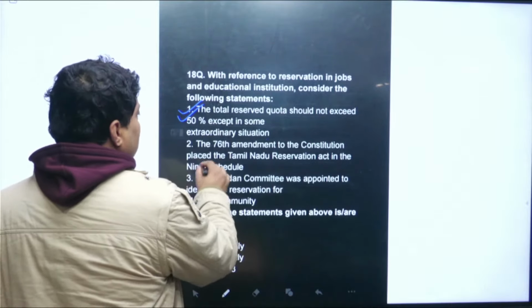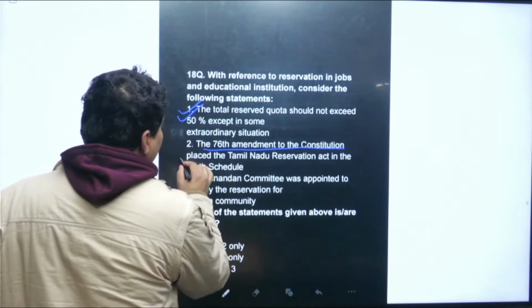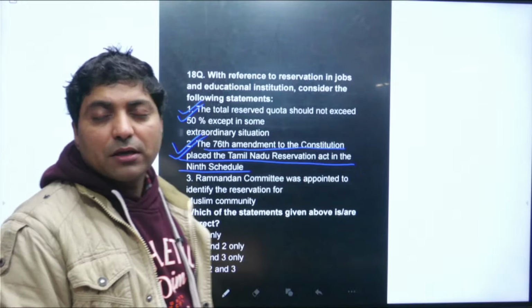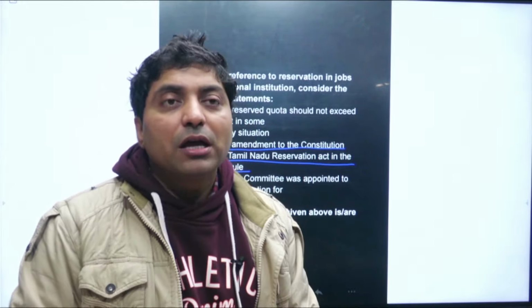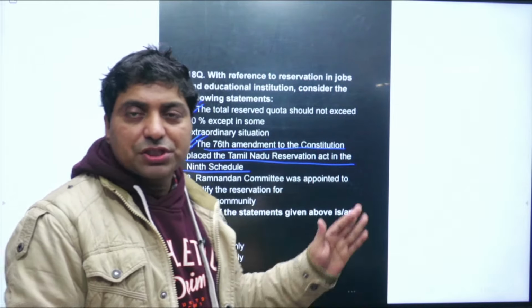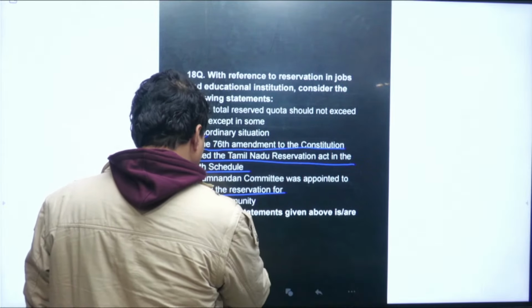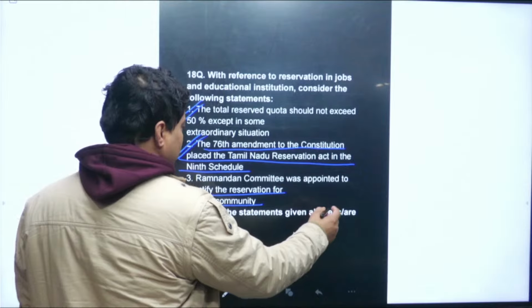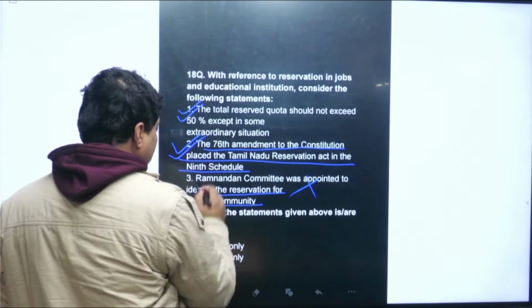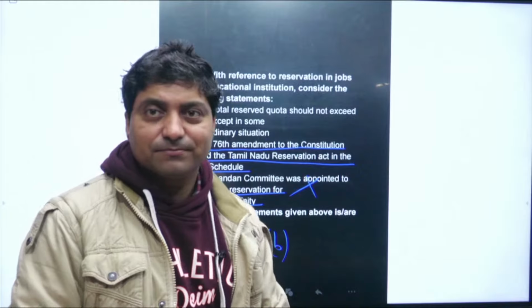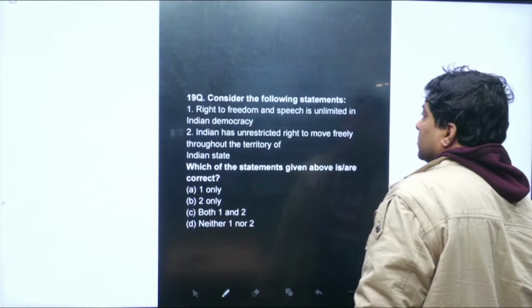So, this is correct. Now, the 76th amendment to the constitution placed the Tamil Nadu Reservation Act in the 9th schedule. Yeah, this is correct. Tamil Nadu provides 68% reservation, and that law is placed in the 9th schedule, right, and which is protected. Judiciary cannot do judicial review on it. Ramanandan committee was appointed to identify reservation for Muslim community. No, it was the Ranganathan Mishra committee, right? It was not Ramanandan. So, 1 and 2, B would be the correct answer of this question. Let me move to the next question. Look at the question.